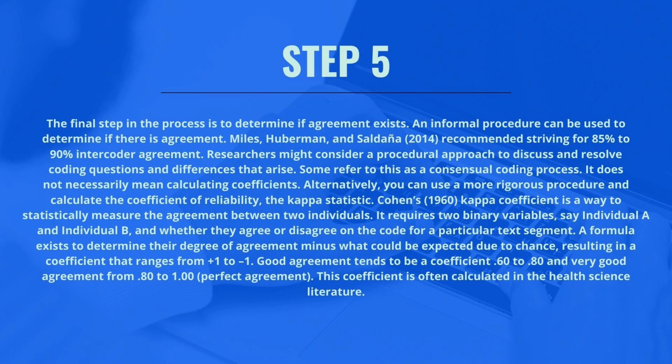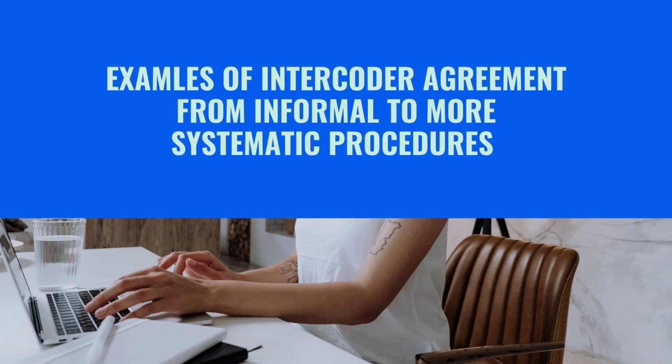A formula exists to determine their degree of agreement minus what could be expected due to chance, resulting in a coefficient that ranges from +1 to -1. Good agreement tends to be a coefficient of 0.60 to 0.80, and very good agreement from 0.80 to 1, perfect agreement. This coefficient is often calculated in the health science literature. Examples of intercoder agreement from informal to more systematic procedures.